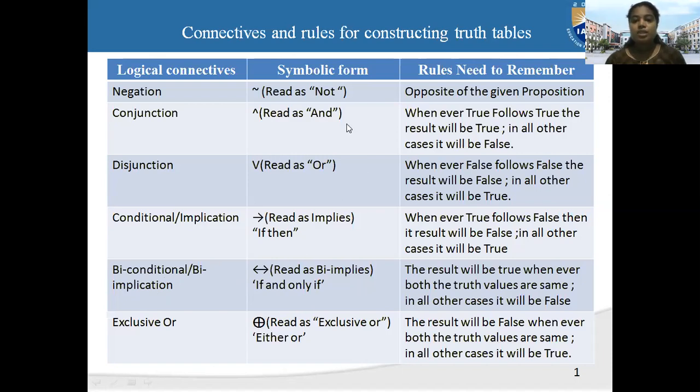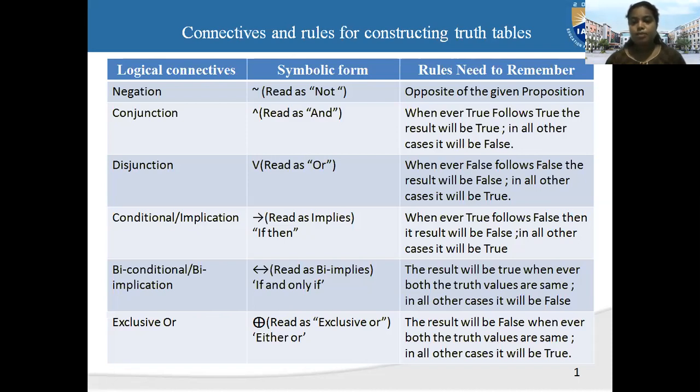So the rules you have to remember for these connectives are these: for negation you write the opposite of the given value. For conjunction, whenever true follows true, it is true. For disjunction, whenever false follows false, it is false. For the conditional statement, if true is followed by false, then the resultant value will be false. If true follows true, then it is true. If false follows false, then it is true.